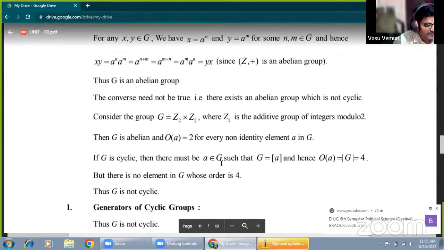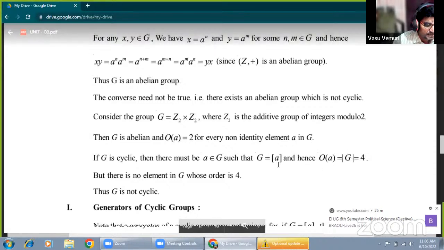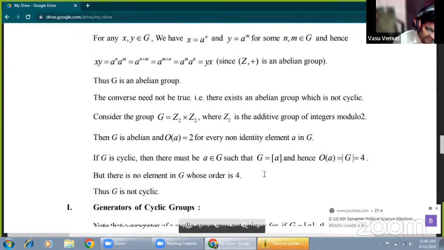Suppose G is cyclic, then A must be the generator, but the order of the element would have to be 4. But there is no element in G whose order is 4. Particularly, the order of the element is 2. But here A must be the generator, meaning 1, minus 1, i, minus i. These elements are represented as the fourth roots of unity. But A equals 1, that is the identity.